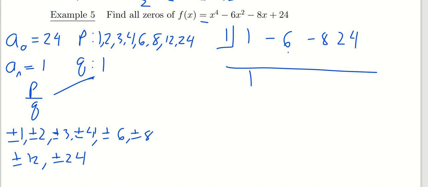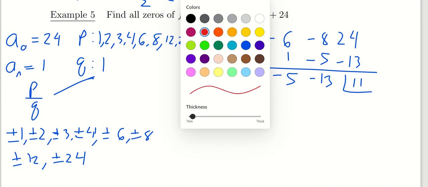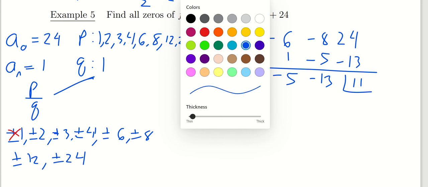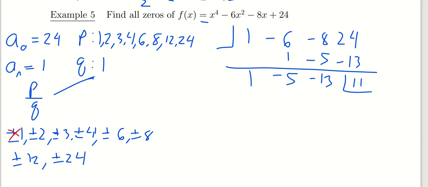The 1 comes straight down. This would be 1, add to go down, negative 5, multiply, add to go down, multiply, negative 13, and we would get a positive 11. So what that tells us is that positive 1 is not going to be a rational zero. Let's try the next positive number in our list. Let's try 2.